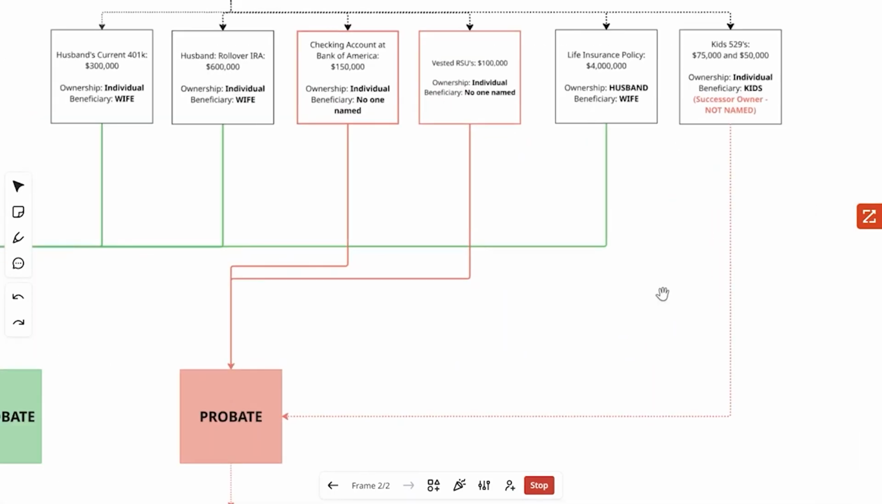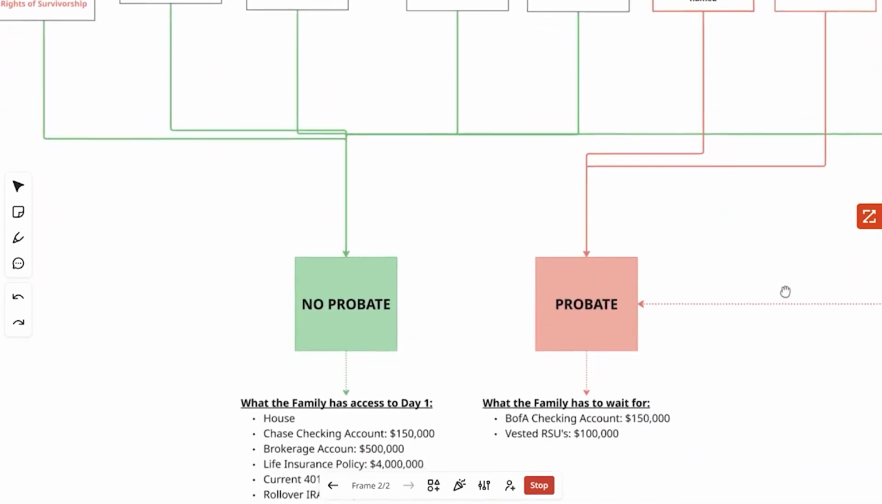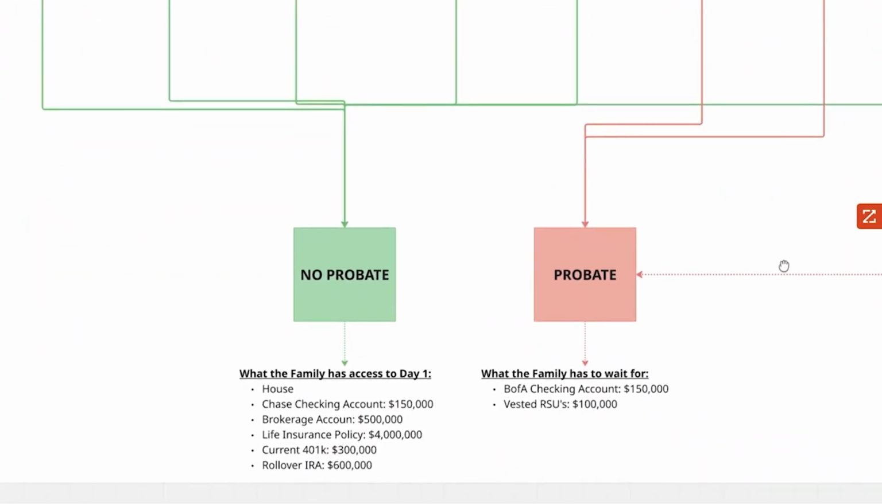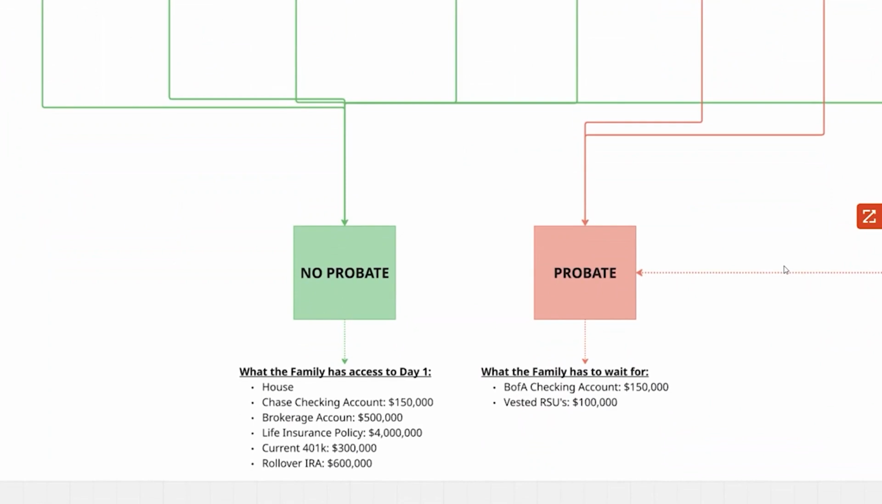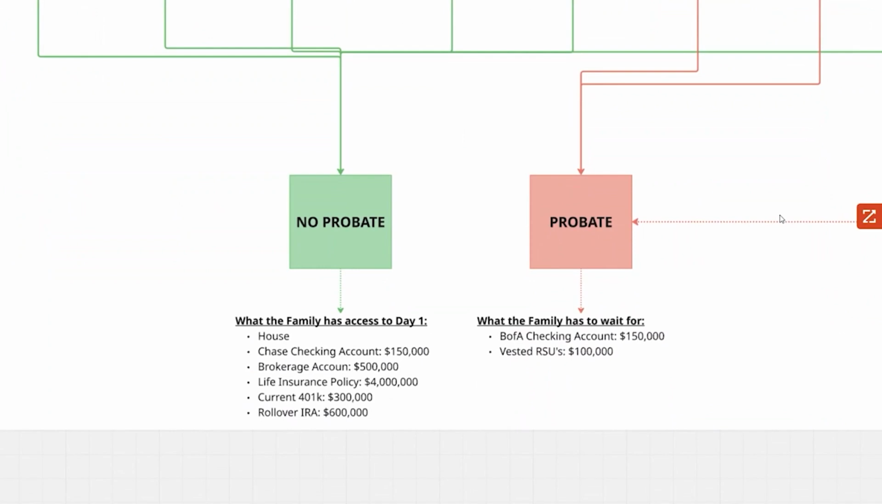So by doing things correctly, you can see all of the assets in green are going to avoid probate. So the family has access to them, maybe not day one, but pretty immediately, and can avoid probate, which is the legal process of finalizing your estate and making all the distributions. The house is just going to pass out, right?